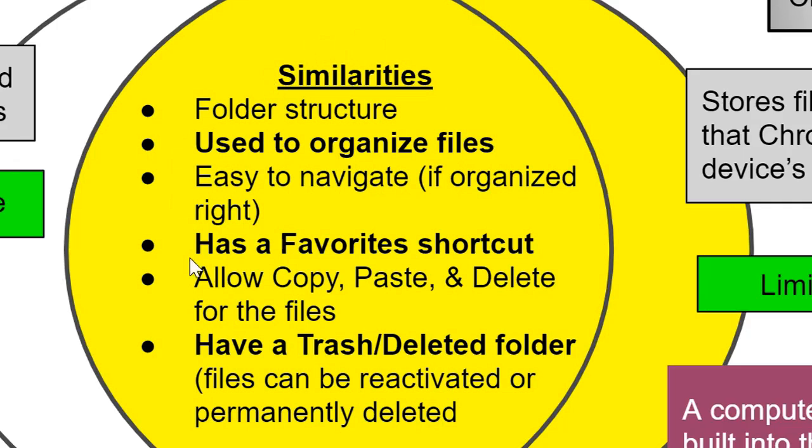The similarities here, though, are listed in the Venn diagram. They both use folder structures. They're both used to organize files. They're pretty easy to navigate, really. You can link some favorites to get to some shortcuts, copy, pasting, deleting. It's all very simple. It's all drag and drop, and it has a trash and deleted folder that can be viewed, and you can pull things out if you have to, or permanently delete it.